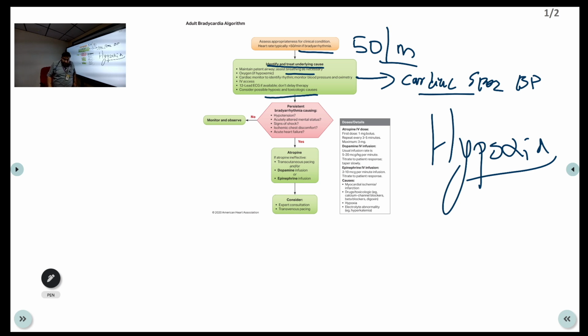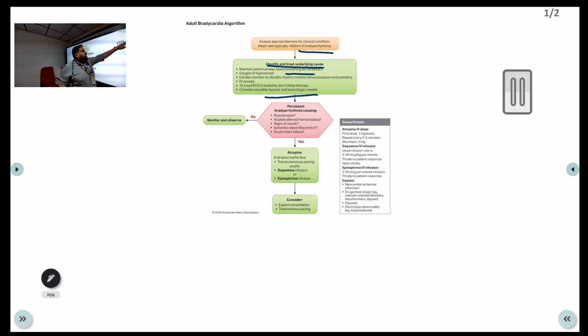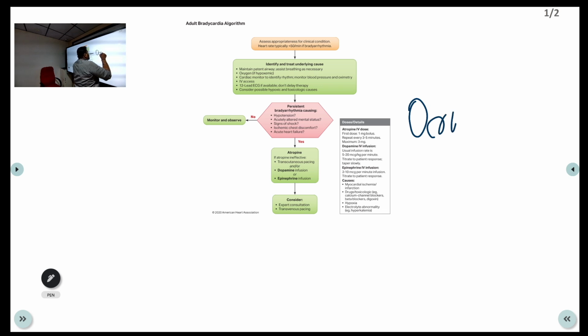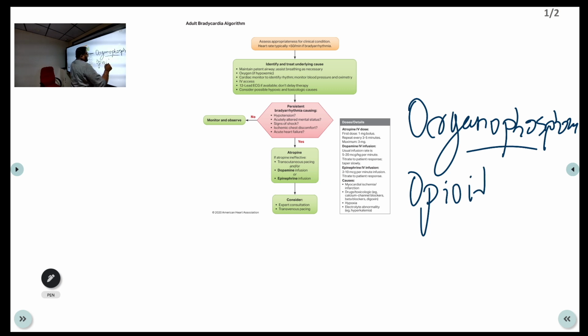There are a lot of other reasons why you can have bradycardia. One common drug that can cause bradycardia. Can you tell me another drug or toxin that can cause bradycardia? We have discussed it, and the treatment is atropine. Organophosphorus. So that can cause bradycardia. Can you tell me another agent? Opioids. That also will cause bradycardia. There are any number of drugs that can cause bradycardia, but the two common agents to remember are organophosphorus and opioids.